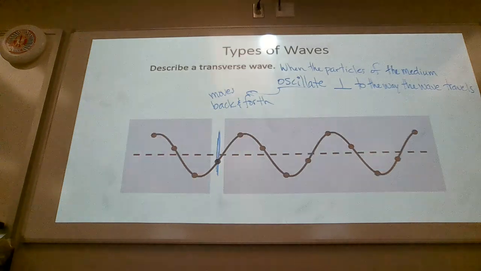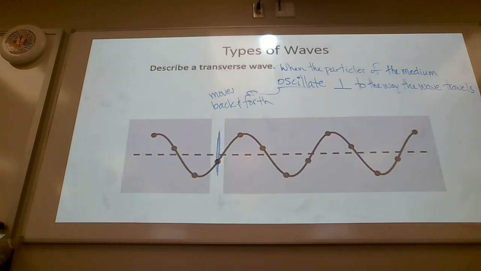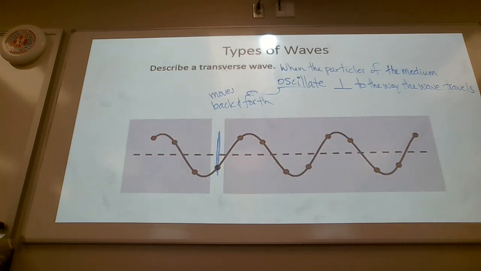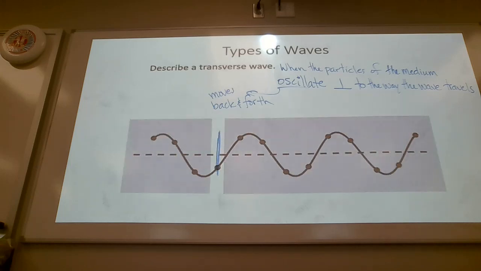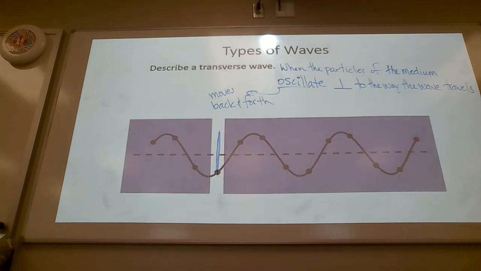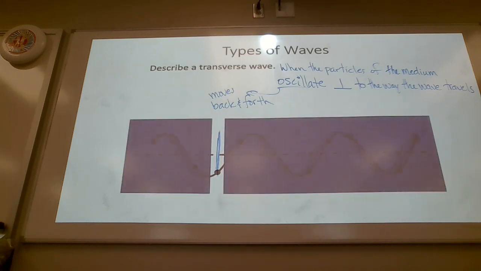It's a transverse wave. Why can't the colors stay the same? What is the color change? It's a cool effect. It's hurting my eye. Good? I am lucky you're here. All right.